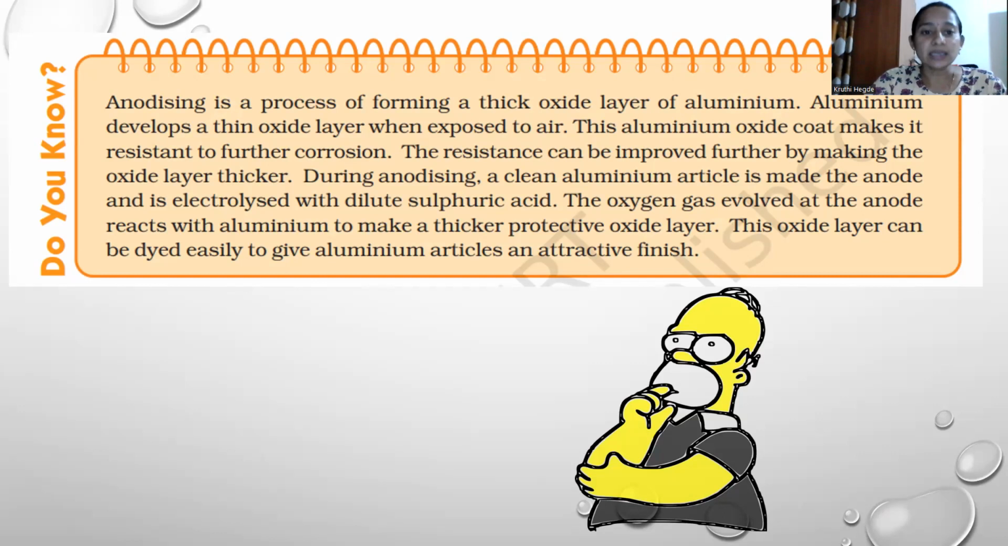So, anodizing is a method to prevent corrosion. It prevents corrosion to some extent. It's an easy and best method to prevent corrosion, as a thick layer of aluminium oxide will avoid further oxidation of the metal.